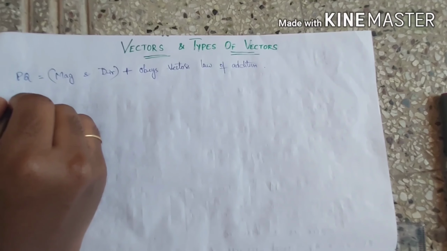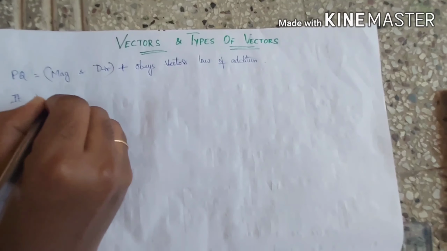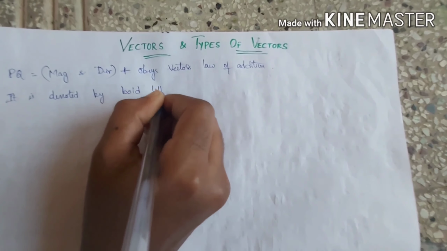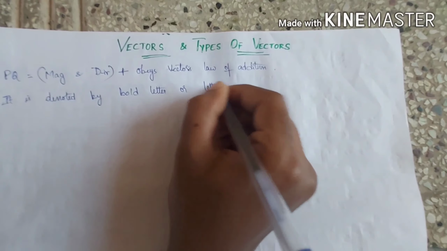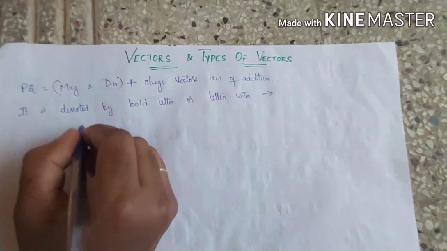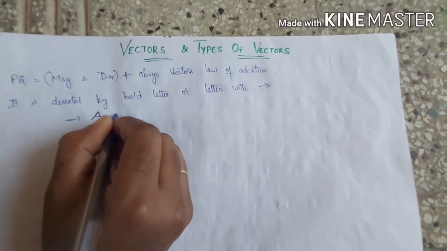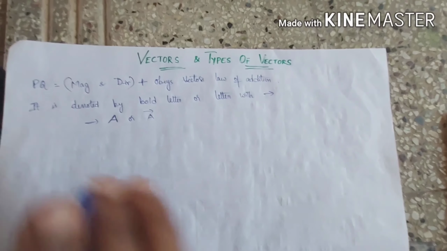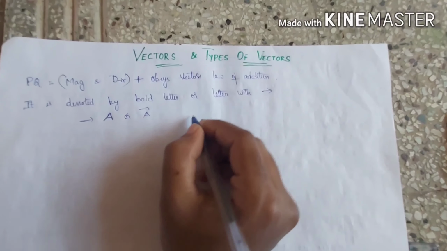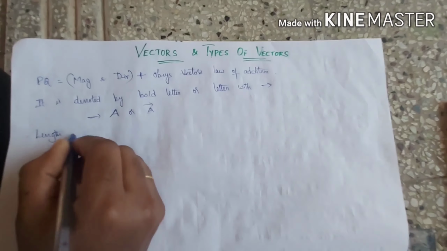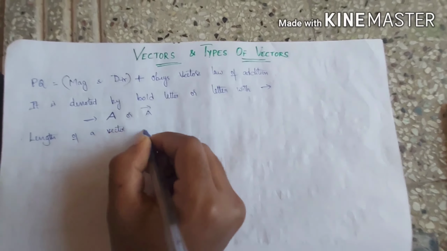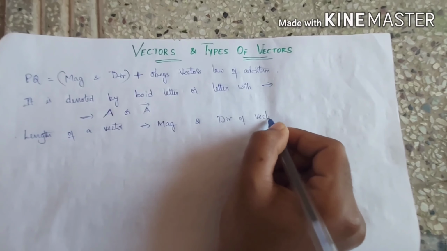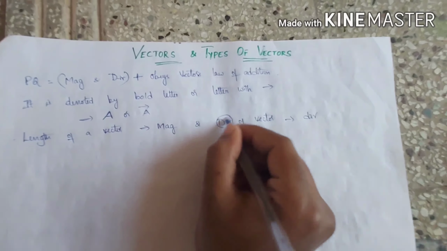So how will you represent this? It is denoted by a bold letter or a letter with an arrowhead. So it will look like this, either a bold letter or a letter with an arrowhead. So this is the arrowhead. When we are learning about vectors, initially they'll say the length of a vector gives magnitude and the direction of the vector gives its direction, the arrowhead, nothing but the arrowhead.